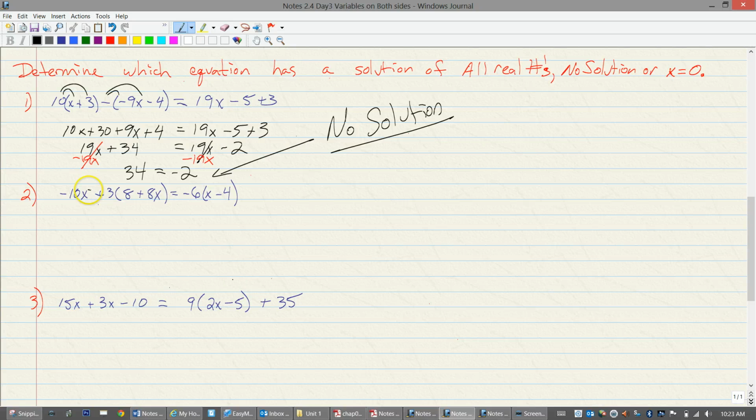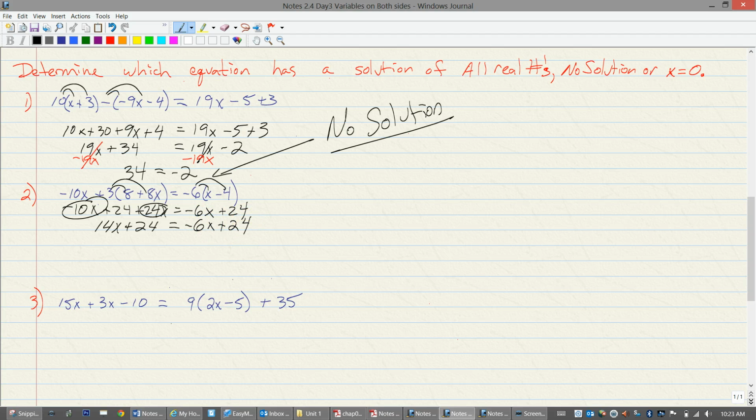On the second one, distribute the 20. Negative 10x plus 24 plus 24x equals, distribute the negative 6. Negative 6 times x is negative 6x. Negative 6 times negative 4 is positive 24. Okay, and then we're going to continue, combine like terms on the same side of the equal sign. Negative 10x plus 24x is going to be 14x plus 24. Okay, because those two guys combine up.